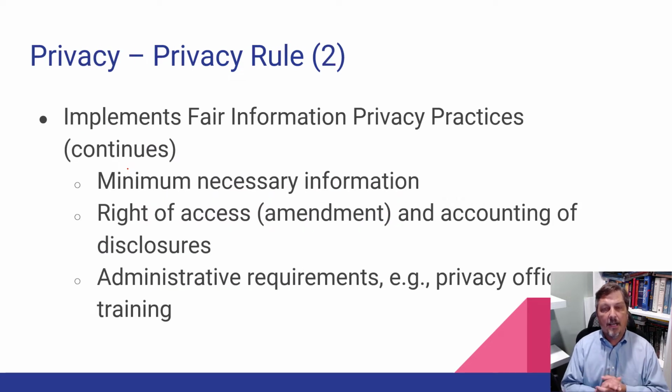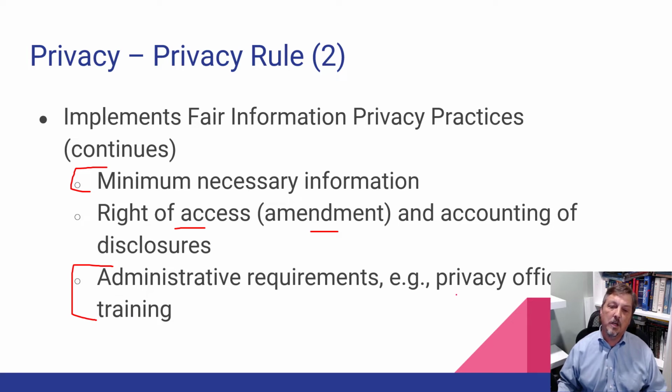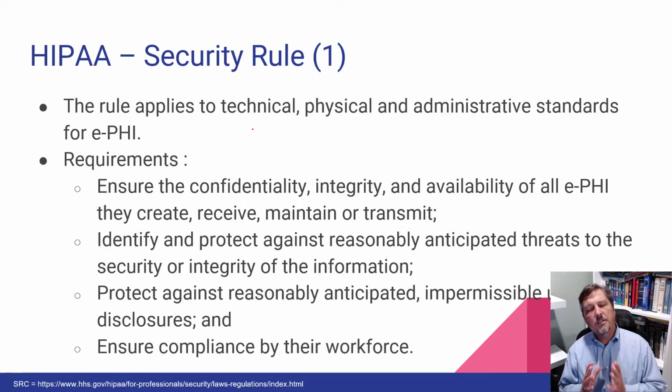Now, further looking at how the HIPAA privacy rule implements FIPS, there is a data minimization piece of it. There is a right of access and of amendment for the data subject. And there are different administrative requirements, including that the covered entity have a privacy officer and including that there be training of employees. Let's look now for a moment at the HIPAA security rule.